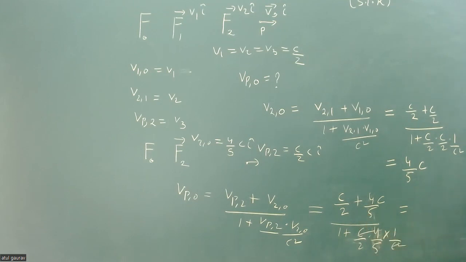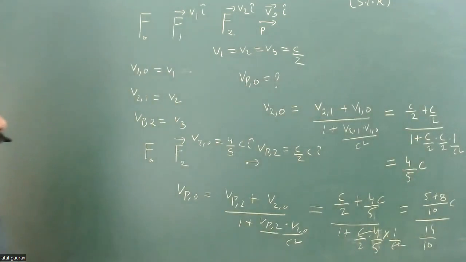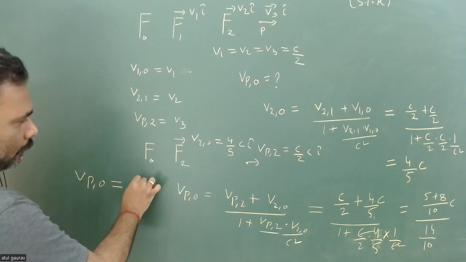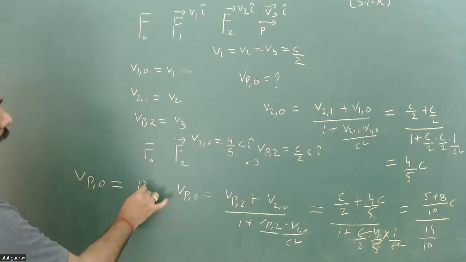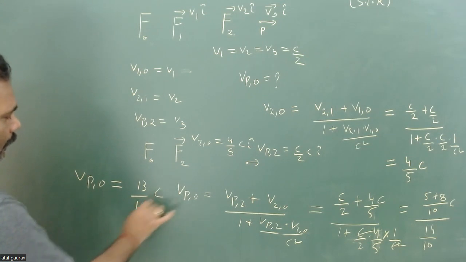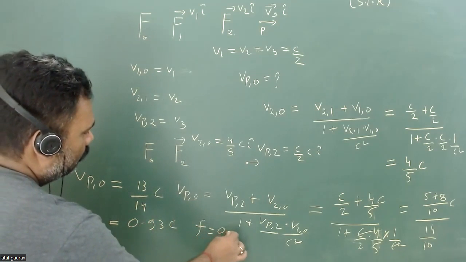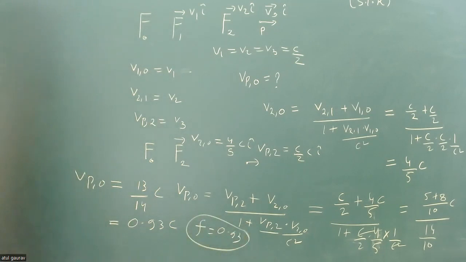So if we calculate this value, we get 10 here, and 5 plus 8 there, so basically 13 upon 10 into c. So the velocity of the particle with respect to O is basically 13 upon 14 c, and that is approximately 0.93 c. So the value is equal to 0.93, and this will be the answer.